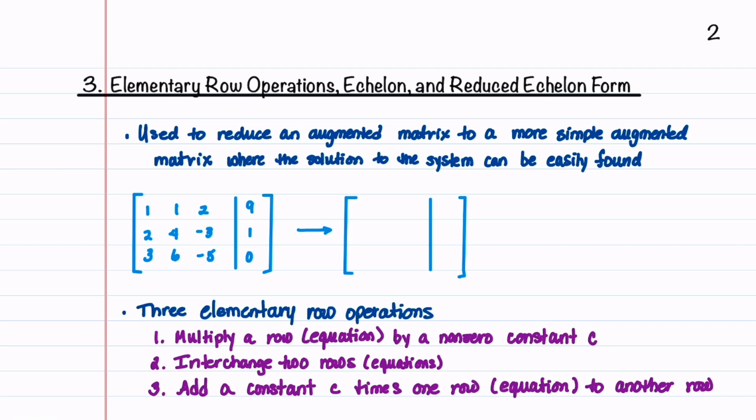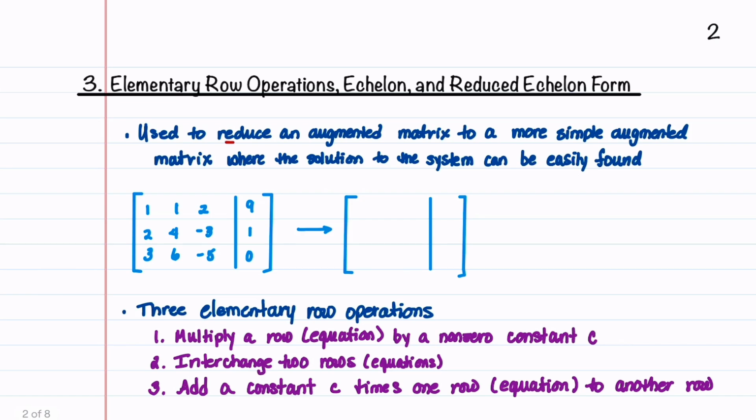Elementary row operations, echelon and reduced echelon form are used to reduce an augmented matrix. So let's underline that, reduce an augmented matrix to a more simple augmented matrix where we can find the solution to the system pretty easily. If we use elementary row operations on this augmented matrix that's pictured here, we can reduce it to a matrix that looks like this.